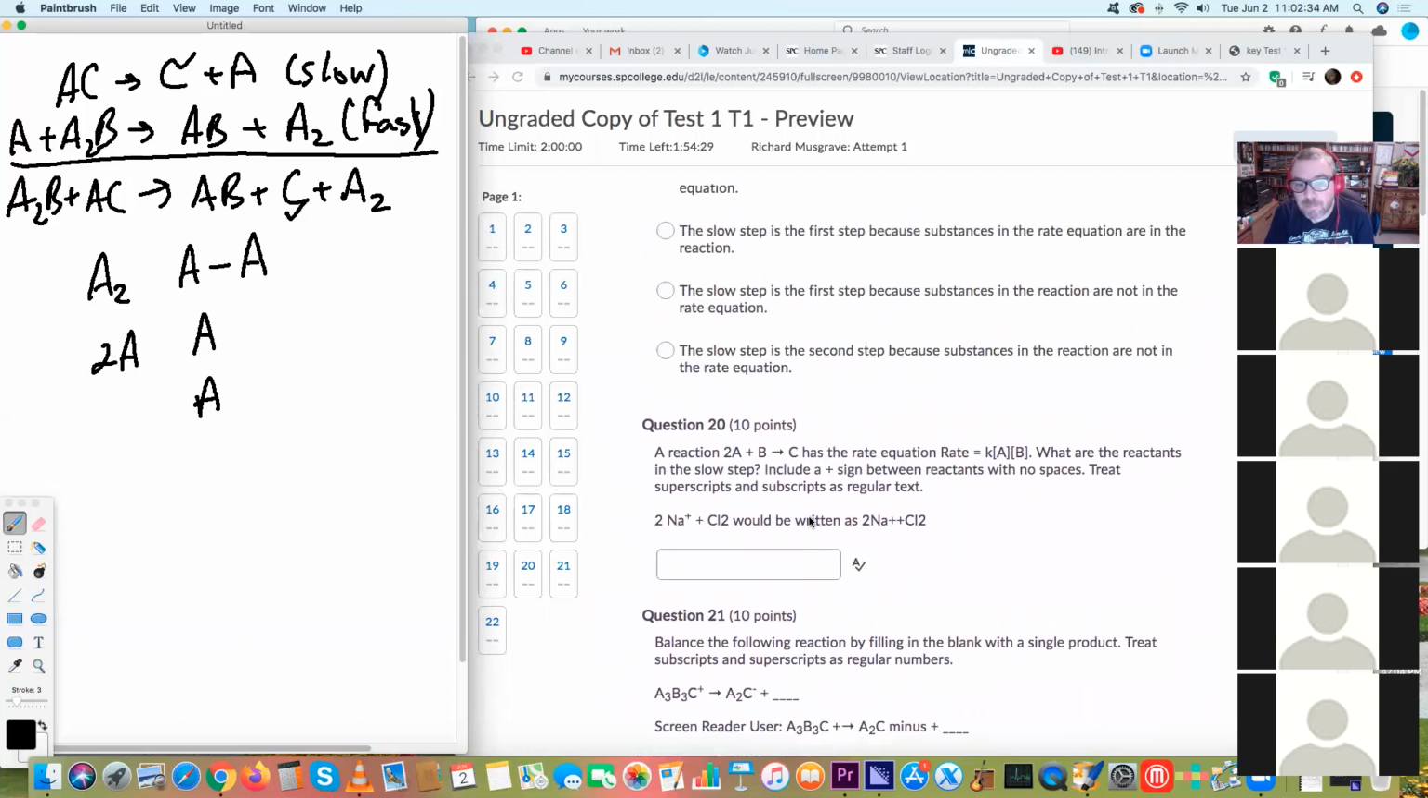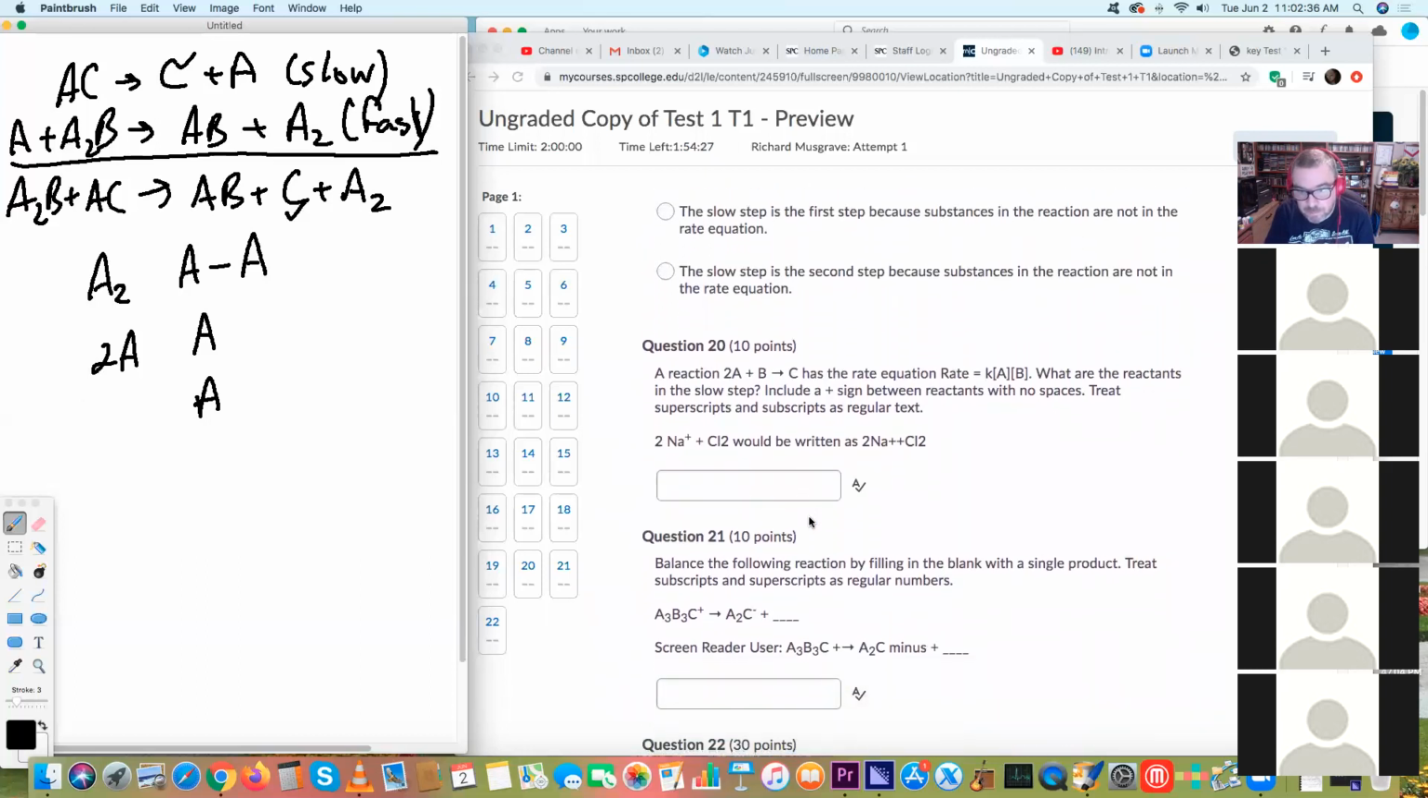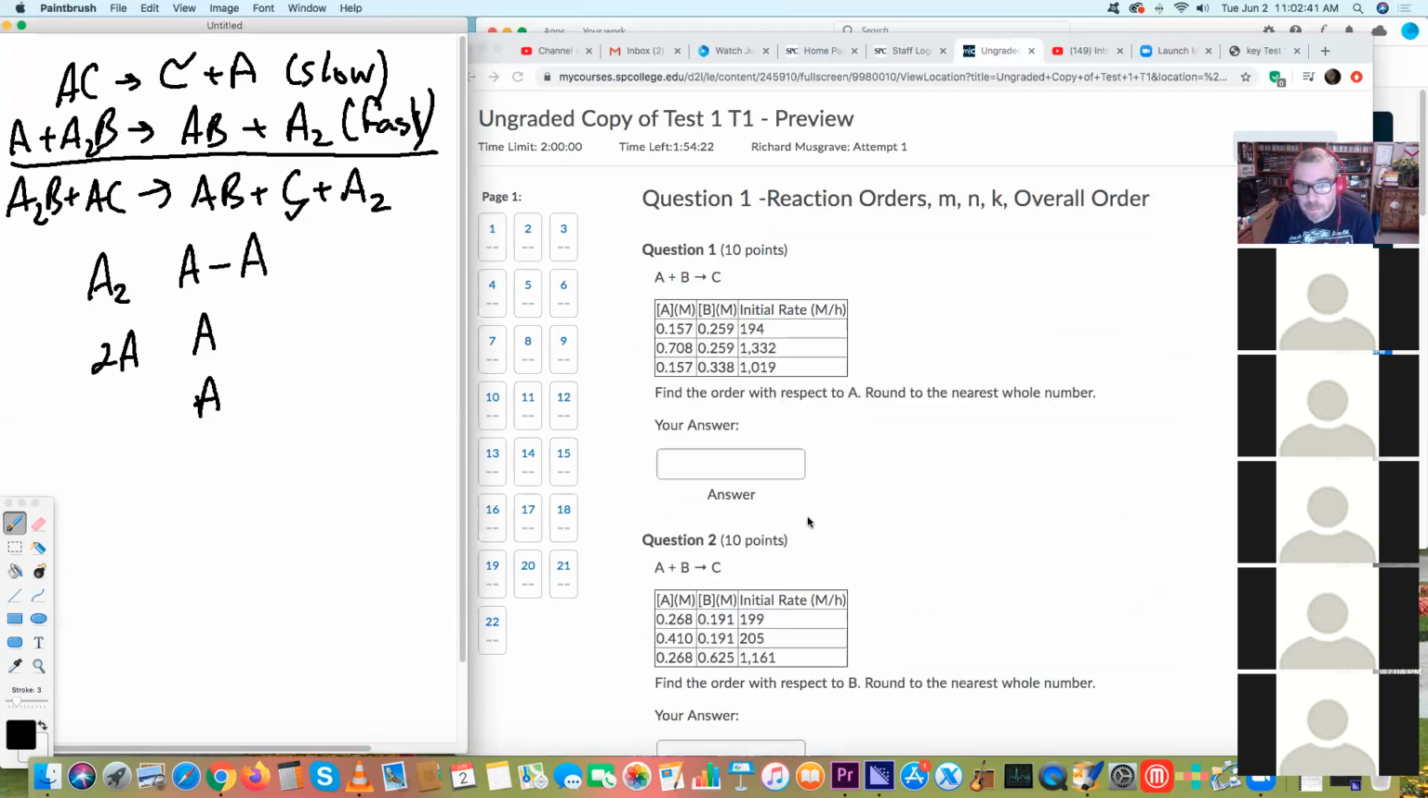I didn't have a specific question. Just something covering reaction order. Reaction order. Okay. Hang on. Like maybe this one here. Find the order with respect to A. Yeah, that'd be perfect. Okay.